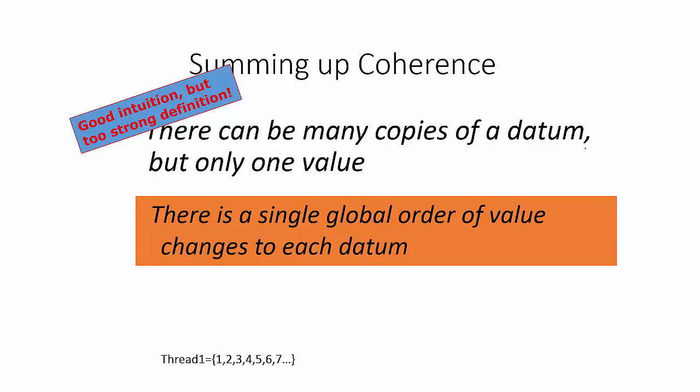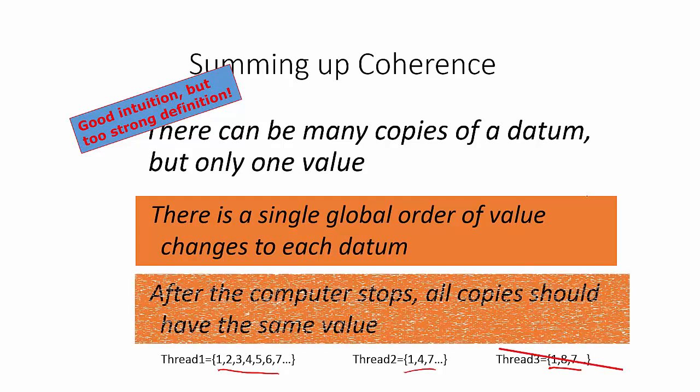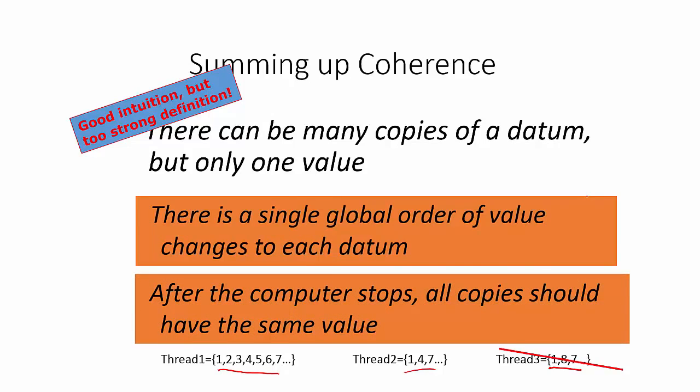So let's say thread 1 sees these changes to datum, and thread 2 sees these changes. It's not a complete set, but it's a partial order. It's the same order. And then thread 3 sees these changes. This is not at all the same as here, so this is not the correct thing. If this coherence works, it means that after the computer stops, all copies should have the same value.